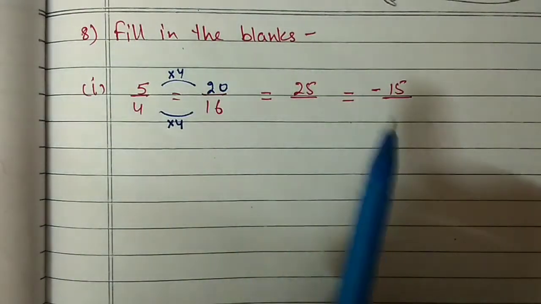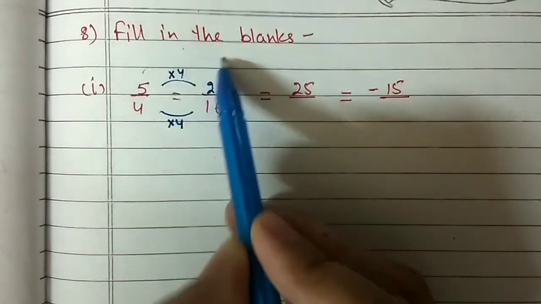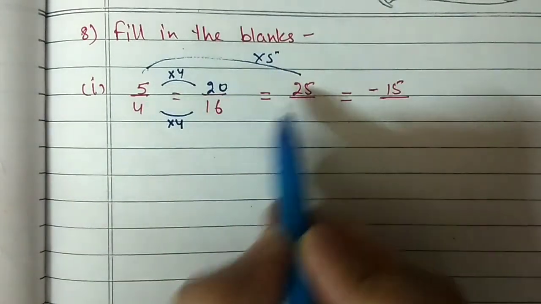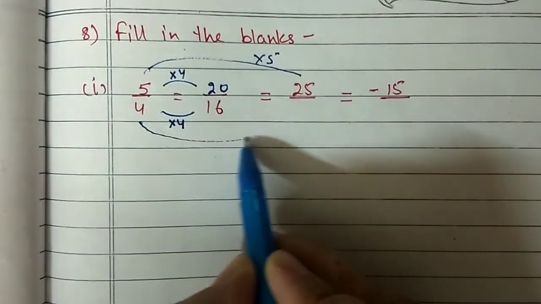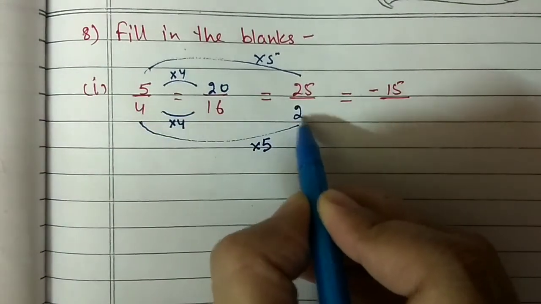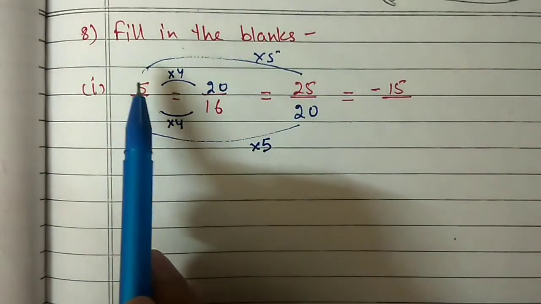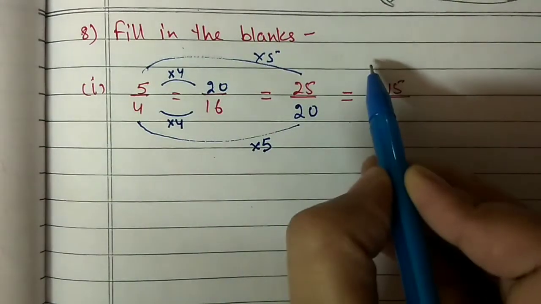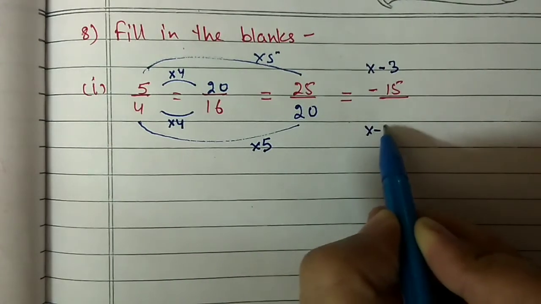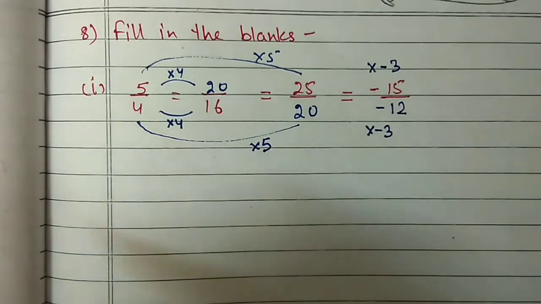Now for this second one you can see, 5 fives are 25. So here to here what we are doing? Here to here we are multiplying with 5. 5 fives are 25. So same thing we have to do down also. 4 we have to multiply with 5. 4 fives are 20 we will get. Then check for the last one. 5 into minus 3. So what we have done here? We have multiplied with minus 3. So down also we have to multiply with minus 3. 4 into minus 3 is minus 12.